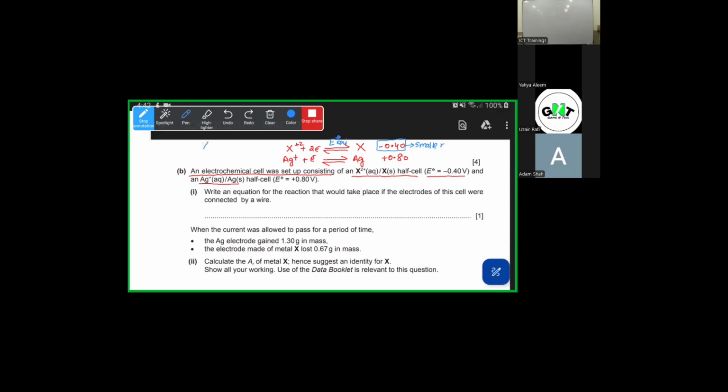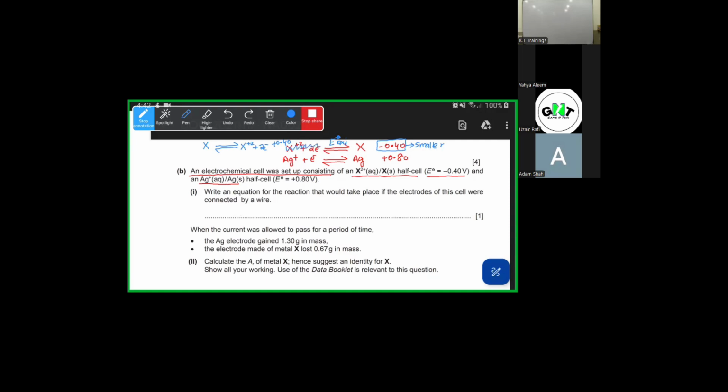So let us make it like this: X would become the reactant, and X plus 2 plus 2 electrons the product. That is the oxidation equation, and this value becomes positive 0.40. If you want to find the E naught of cell, you should add it up, but he wants us to make an equation for you. So this is the equation.